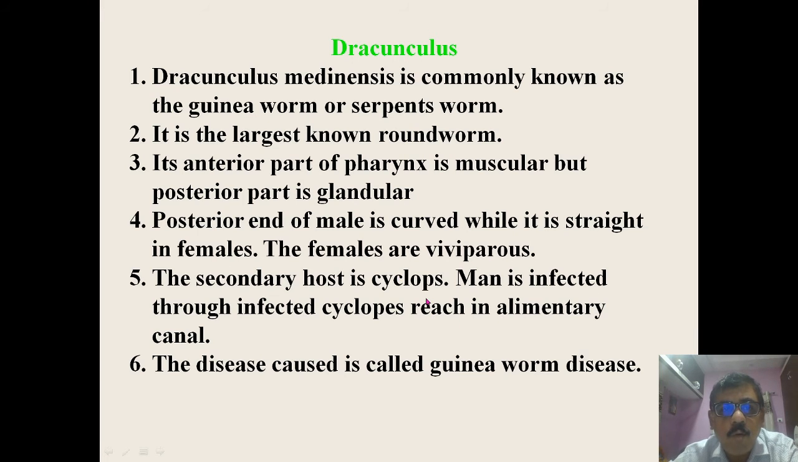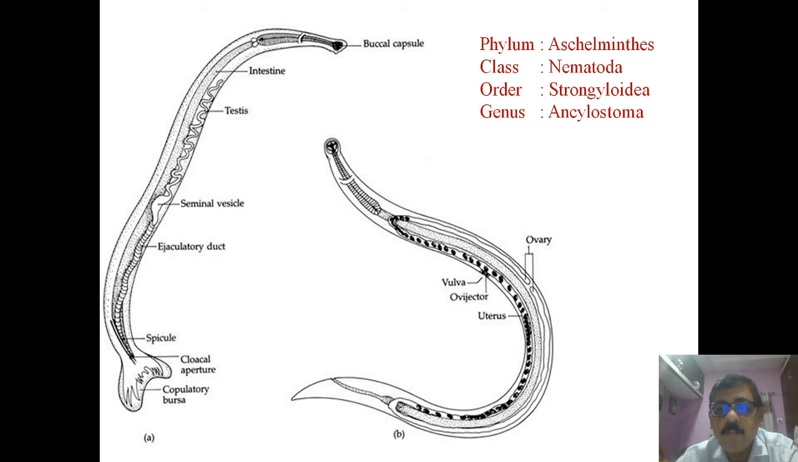This means there are two hosts, one is man and the other is the cyclops. And the disease caused is called guinea worm disease. So this is Dracunculus, which we call the serpent worm.